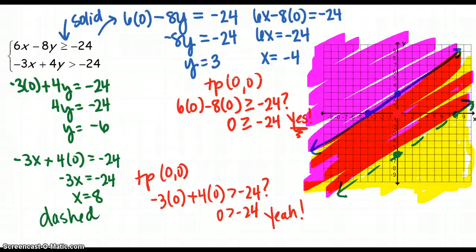Now you'll notice here, I went ahead and did my x and y-intercepts. Y-intercept at negative 6, x-intercept at 8. I did my test point, and yes, the test point worked. Now I shaded this in pink. So where these two inequalities overlap is this beautiful red area right here.